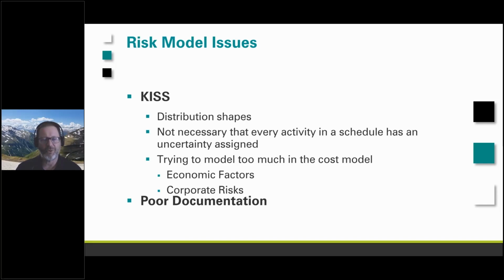Also, don't get too worried if there's some activities that don't have uncertainties on them. You don't have to go into a cleanup exercise, or some minor activity with 2 years of float on it, and say it has uncertainty associated with it. Finally, when you're dealing with a cost model, don't try and make the cost model too complicated. People build economic factors, corporate risks, they build these enormous spreadsheets. It's not usually necessary when we're talking about, is this project going to finish on time and on budget?